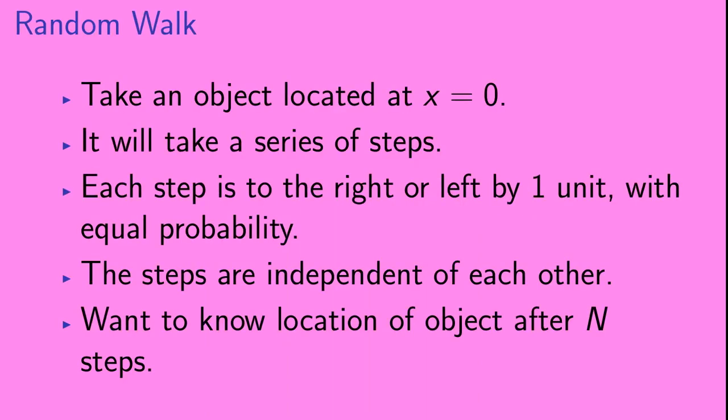Okay. So in order to talk about these errors, we really need to talk a little bit about the random walk. Here's what a random walk is. We're going to take an object located at the position x equals 0, and it's going to take a series of steps. Each step is to the right or to the left by 1 unit, and it steps to the right or to the left with equal probability. The steps are independent of each other, and we want to know the location of this object after it takes n steps.